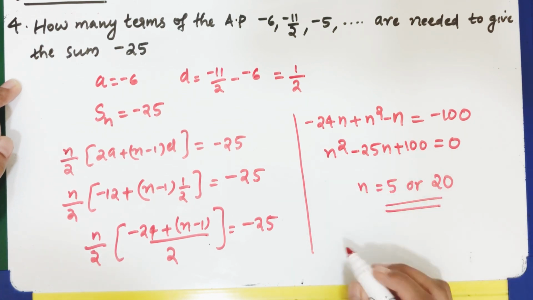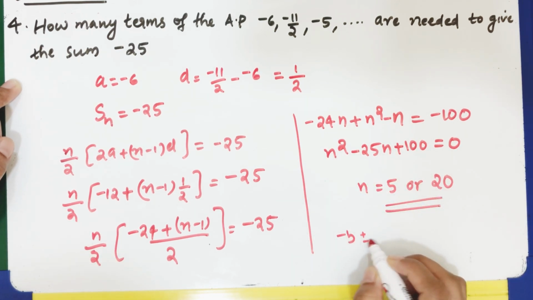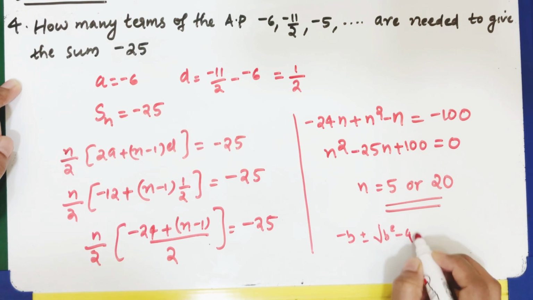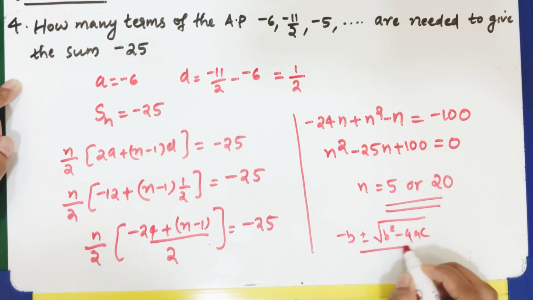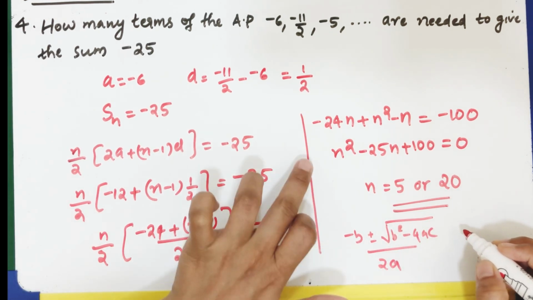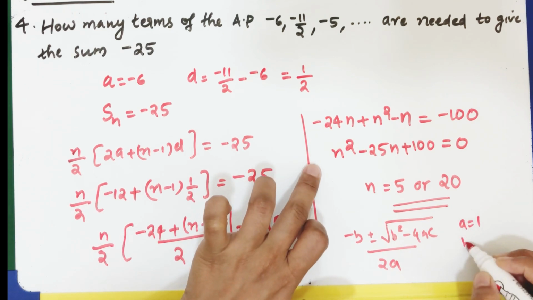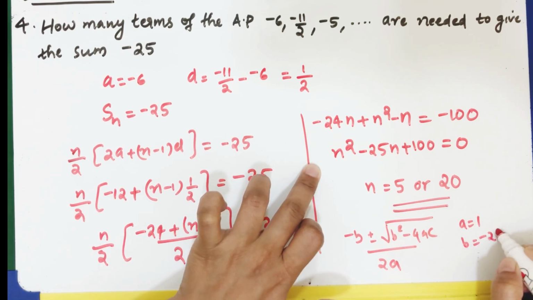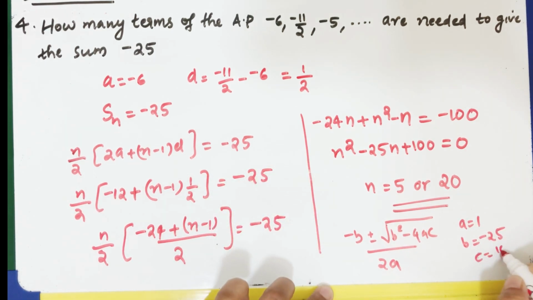You can solve this by using the formula minus b plus or minus root of b square minus 4ac by 2a. Here a is equal to 1, b is equal to minus 25, and c is equal to 100.